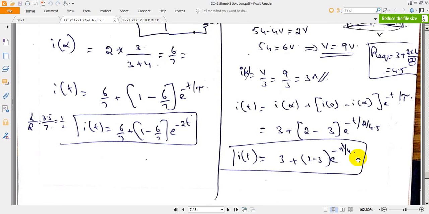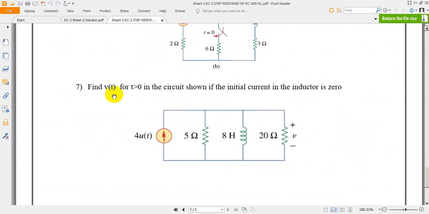9t by 4. This forms your problem number 6. Coming to the last problem, we need to calculate the voltage across this inductor. Voltage across the resistance is also equal to the voltage across the inductor after the switching operation, for t greater than 0. The initial current in the inductor is 0. It means I of 0 is equal to 0.